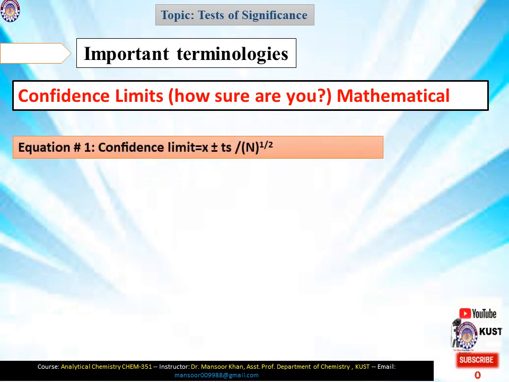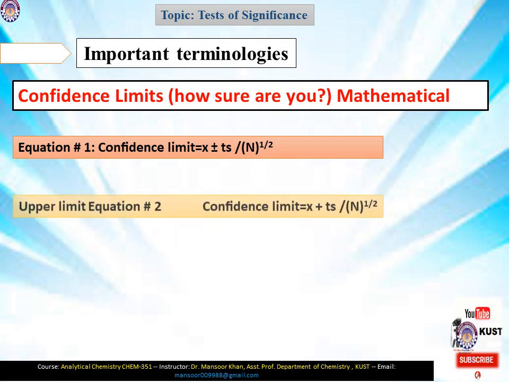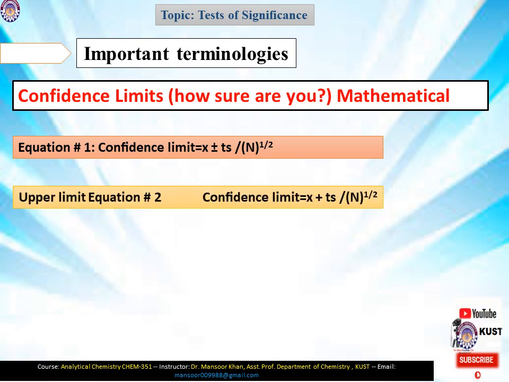Here x̄ is the mean of the data set, and t is a tabulated value which is already given in the textbook. We will take the t value at the particular number of degrees of freedom, where s is the standard deviation. We know how to calculate the standard deviation, and n is the number of measurements obtained through experimental work in the laboratory.